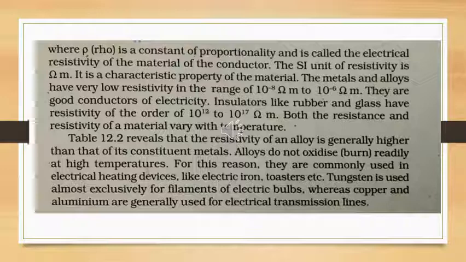Both the resistance and resistivity of a material vary with the temperature. Means as the temperature varies, the resistance varies. Now table 12.2, which is in the next slide, reveals that the resistivity of an alloy is generally higher than that of its constituent metals. Alloys do not oxidize or burn readily at high temperature. For this reason, they are commonly used in electrical heating devices like electric iron and toaster, etc. Tungsten is used almost exclusively for the filaments of electric bulbs, whereas copper and aluminum are generally used for electrical transmission lines.